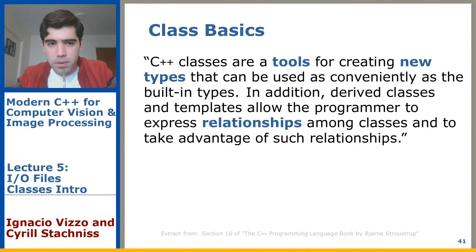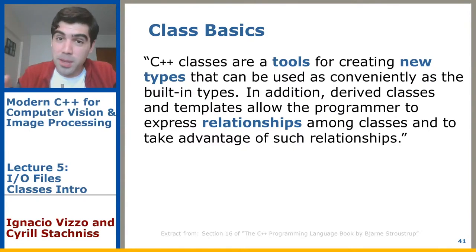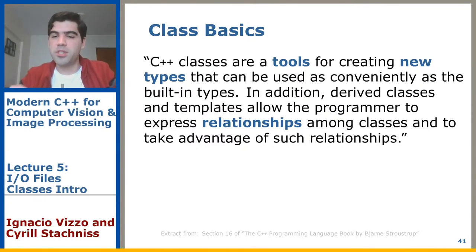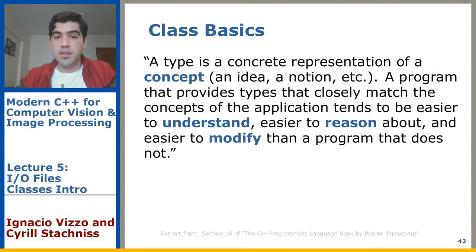So if you go to the book, you will see that C++ classes are just tools for creating new types that can be used as conveniently as the built-in types. In addition, derived classes and templates allow the programmer to express, and this is a really important idea, relationships among classes and to take advantage of such relationships. Ideally, a program that expresses these relationships closer to the real world will be easier to read and easier to maintain.